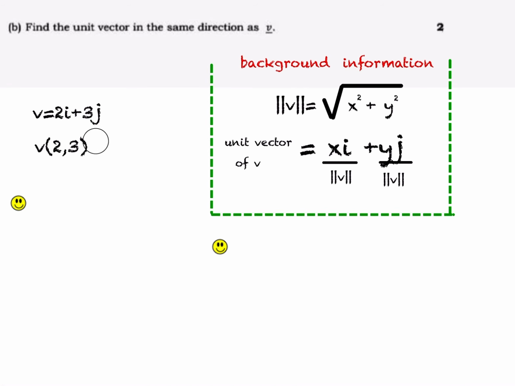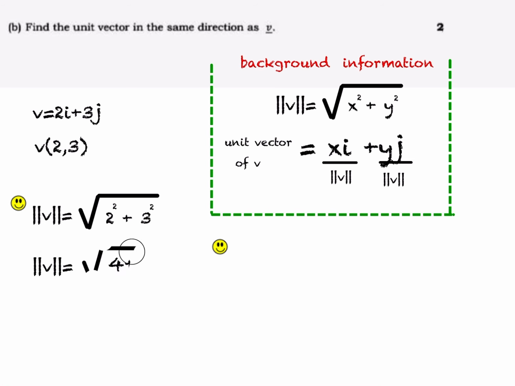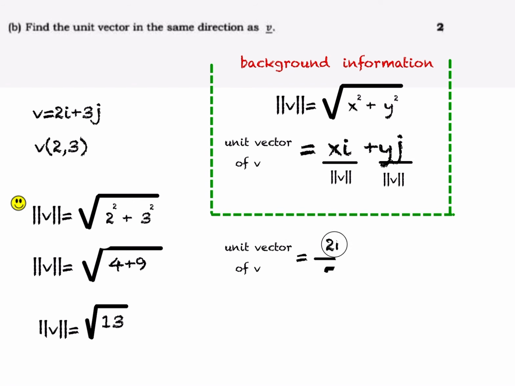So, what is the length of v? If the vector is like that, we need to calculate it like that, the square root of 2 squared plus 3 squared. And by doing the simple math, the length of the vector v equals the square root of 13. Now, the rest of the question is very simple, because the unit vector of v equals 2i divided by the length of v, so square root 13, and plus, we will use the same method to find the y component. That's it.